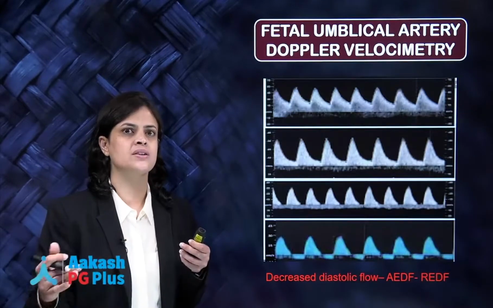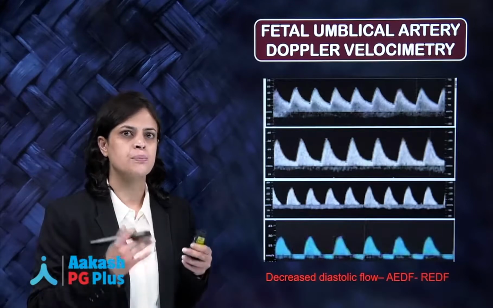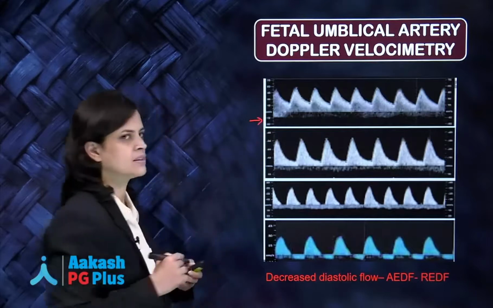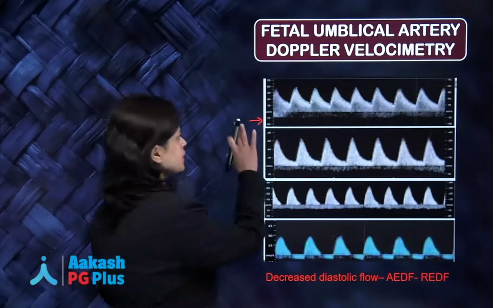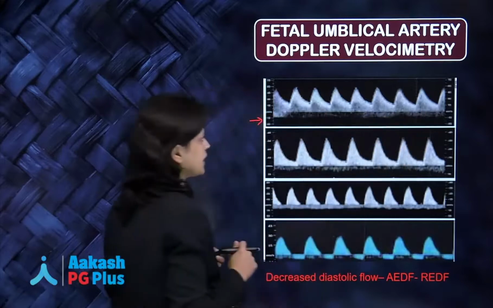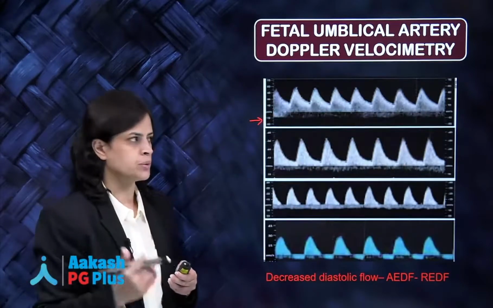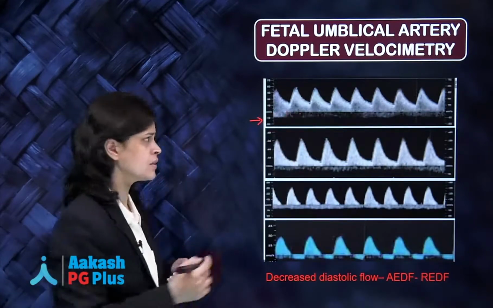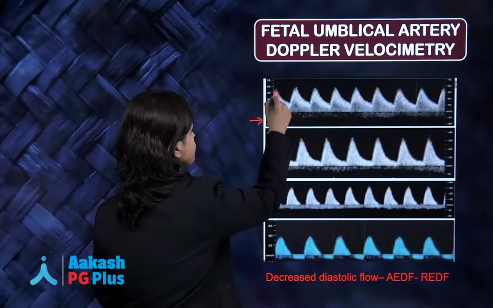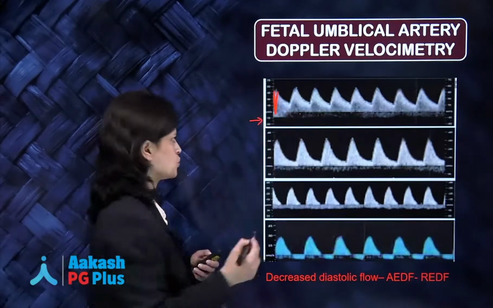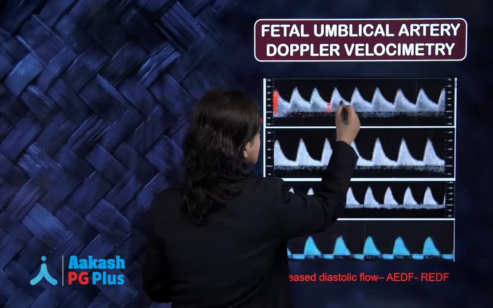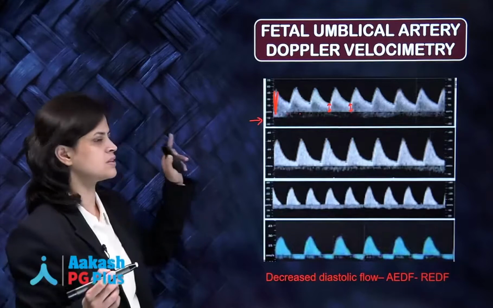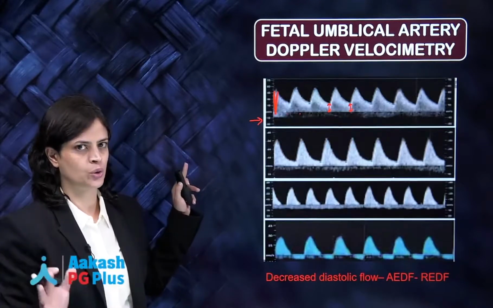Now, let us try to understand this with the help of the umbilical artery Doppler waveforms. This is a normal umbilical artery Doppler waveform, continuous forward flow in the umbilical artery from the mother to the baby, both during systole as well as during diastole. This represents the blood flow to the fetus during maternal systole, and this represents the blood flow to the fetus during maternal diastole. So, this is a normal umbilical artery Doppler waveform.